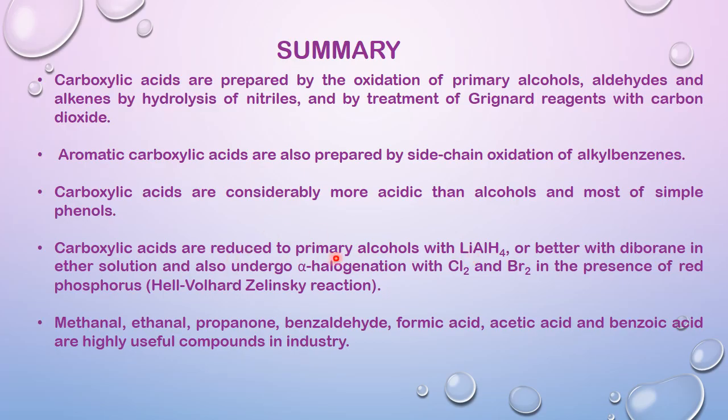It also undergoes alpha halogenation reactions which is known as Hell-Volhard-Zelinsky reaction, which gives the substituted carboxylic acids with the halo products. Methanol, ethanol, propanol, benzaldehyde, these all are highly useful compounds in industry. So hence here we complete our chapter. Then later on we will be doing the in-text and exercise questions.